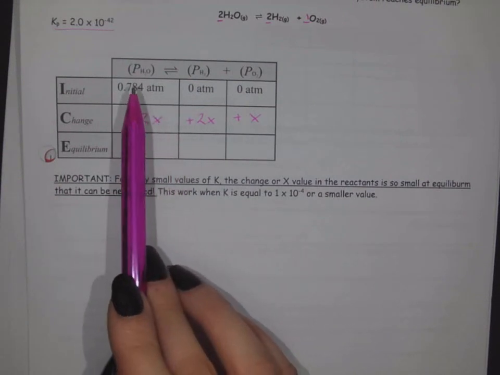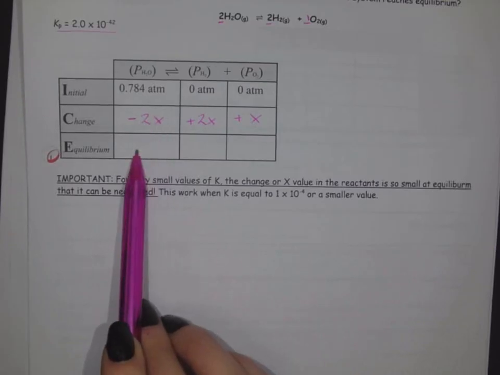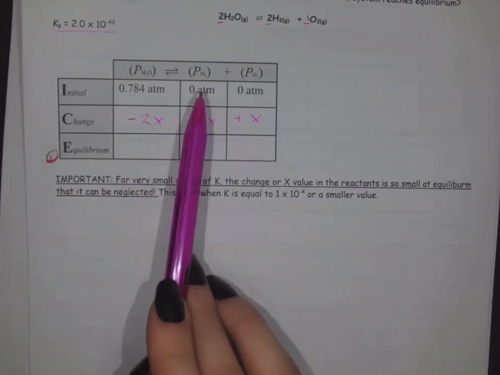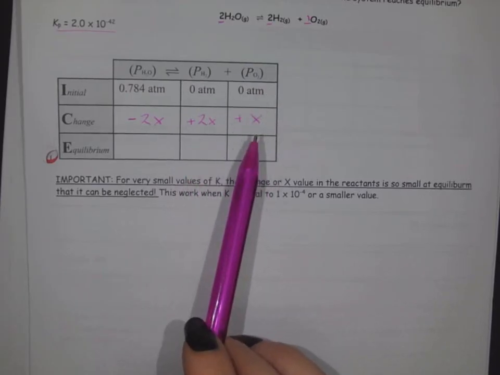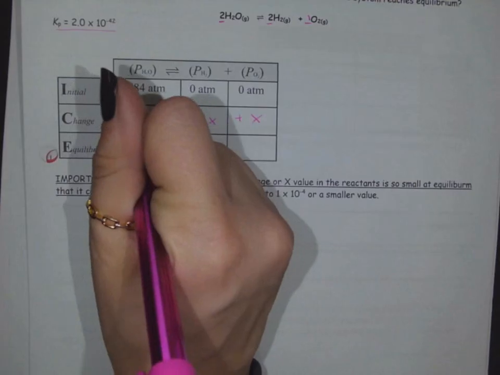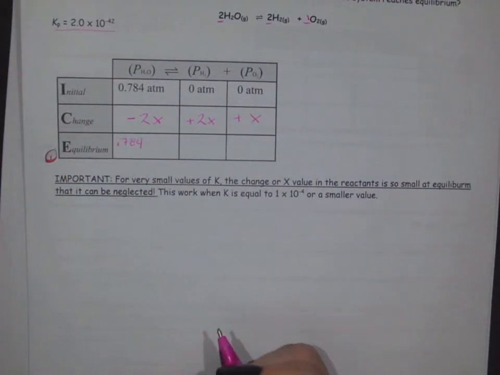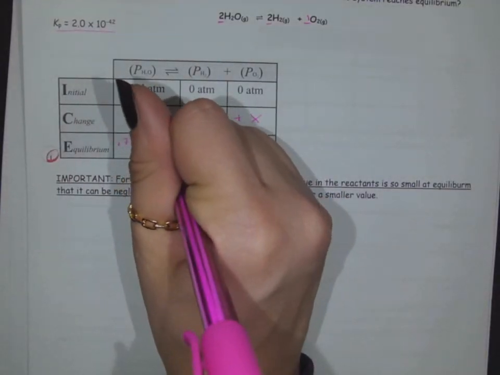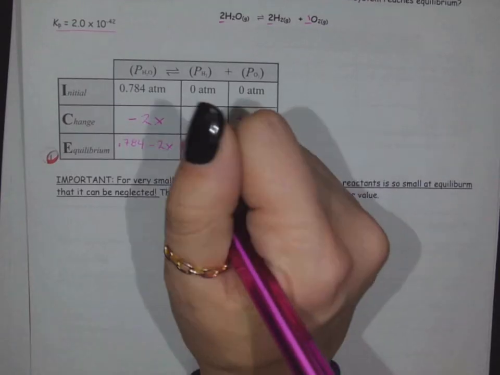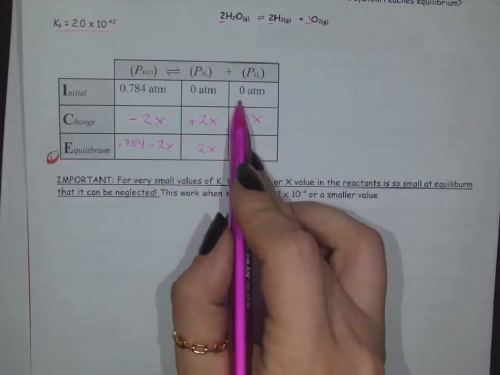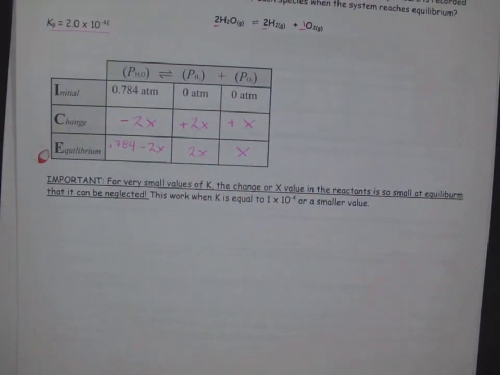Just like I told you before when we were doing a BCCA table, what we're saying is we started with this amount and we're going to reduce it by some bit until we get to equilibrium. And we started with this amount and we're going to add some bit of it until we get to equilibrium. Same here. So at equilibrium, it's what we're starting with, 0.784 atmospheres, minus 2x. 0 plus 2x is just 2x, and 0 plus x is just x.